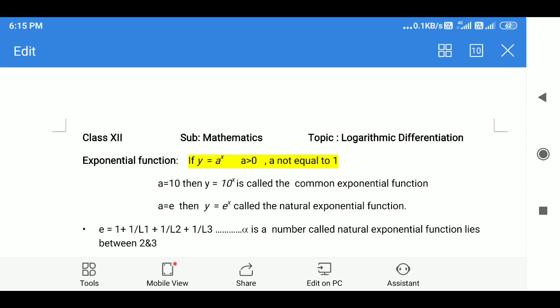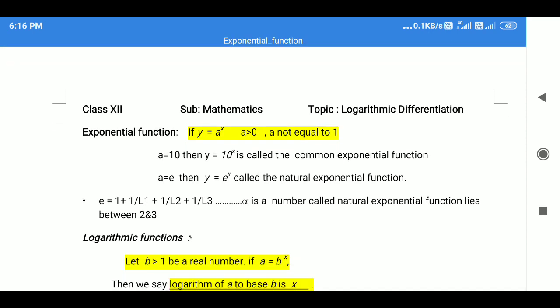Now what is e? e is the sum of this series: e is equal to 1 plus 1 upon factorial 1 plus 1 upon factorial 2 plus 1 upon factorial 3 plus dot dot up to infinity. It is a number, and it lies between 2 and 3. If we sum all these, we get a number which lies between 2 and 3. So this is e, and if the base is e, then y will become e power x. It is called the natural exponential function.